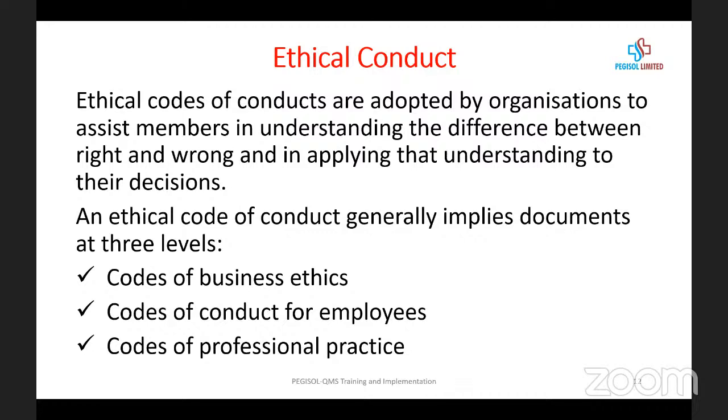There are codes of conduct for employees. And if you see some structured organizations, when you come to the organization, after the orientation, they give you the code of conduct for employees to sign as proof that you have understood it, you have read through it, and you have been trained on the code of conduct. You have the code of business ethics. Every business has its ethics. So these are the three things that make up the ethical conduct of any organization: the code of business ethics, the code of the employee, and the code of professional practice.